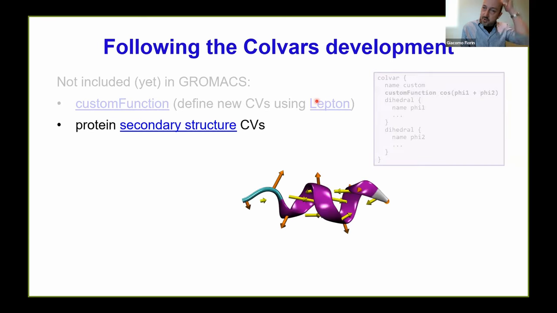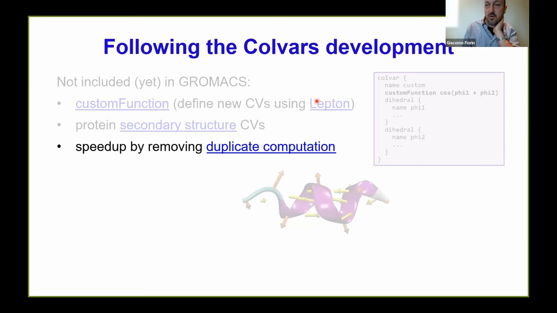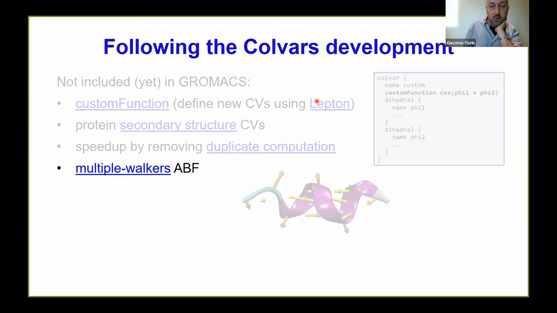We also have variables specific to protein secondary structure. And we have, of course, ongoing efforts to make the code faster, because this is more and more needed in recent times, and in particular to save time by removing duplicate computation, or enabling communication between multiple copies of GROMACS. There's other stuff that is not as finished as these things, but will be at some point.